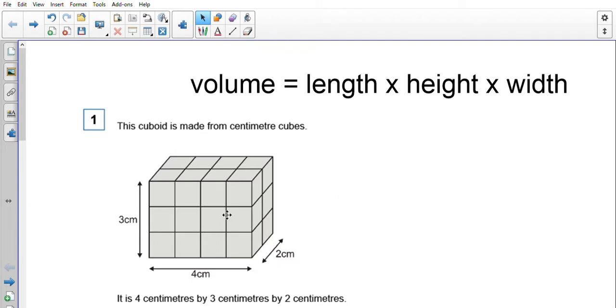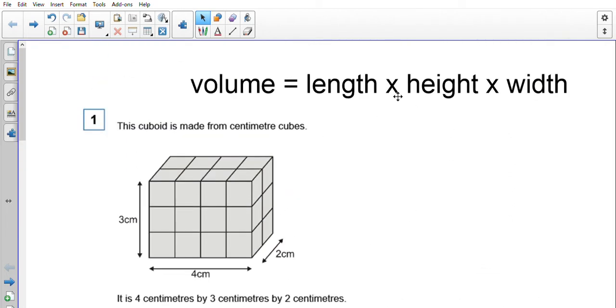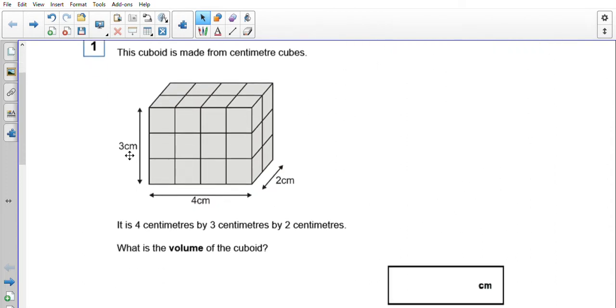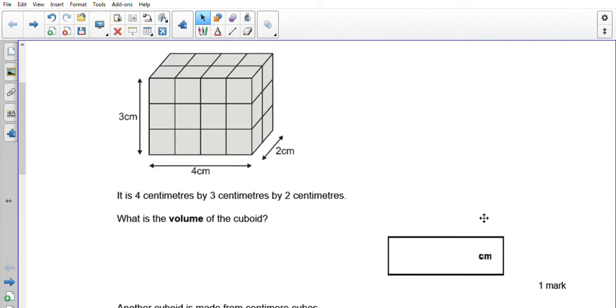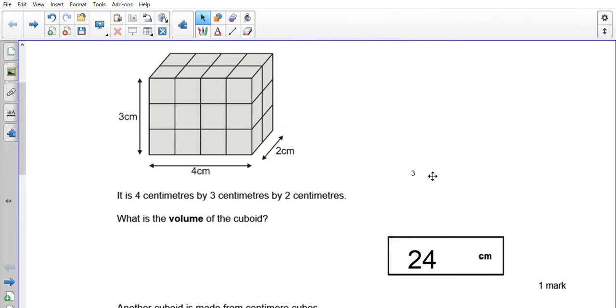Question number 1 is fairly straightforward. A cuboid is made from centimetre cubes, 3 centimetres by 4 centimetres by 2 centimetres. What is the volume? So we go back to our formula, length times width times height. 3 times 4 is 12, times 2 gives us 24. However, in the answer box it says centimetres. We know that as a volume that needs to be centimetres cubed, so I'm going to fix that. Bonus point if you did that.